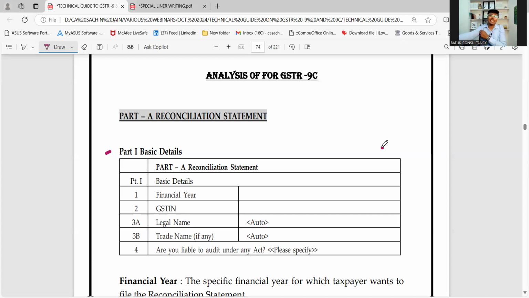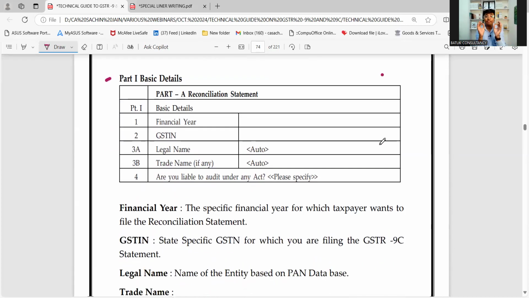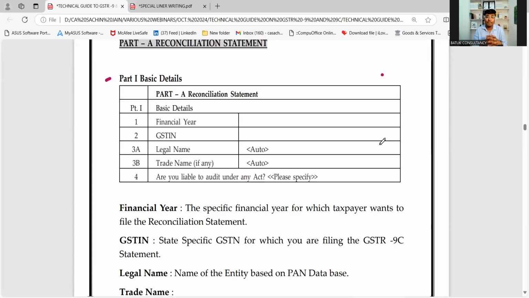Now let's start our discussion on this GSTR-9C with full power, with full energy. Now, sir, first the basic details. As in our analysis of GSTR-9, we have certain basic details, so the same is there. In case of GSTR-9C, there are certain basic details, and these basic details are automatically auto-drafted, auto-populated.